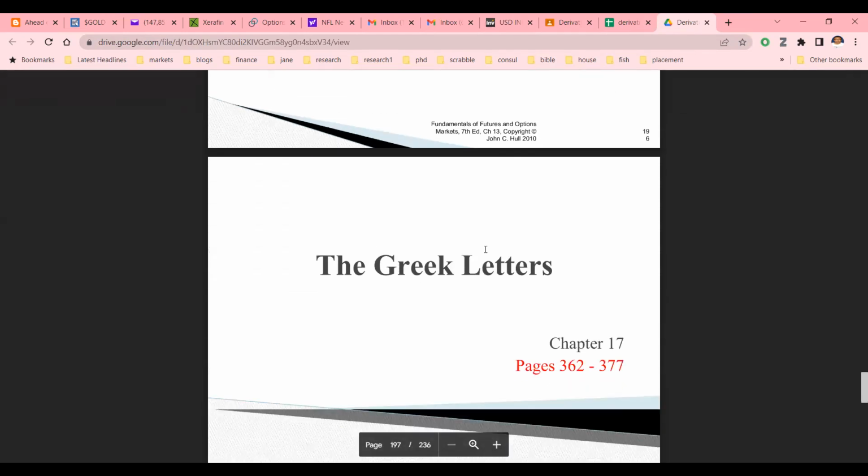Okay, so in options, there is something called the Greek letters. Options have some Greeks associated with them. Each one is unique. We will get into what these things are, and then we will see how traders use them to position in the option market.